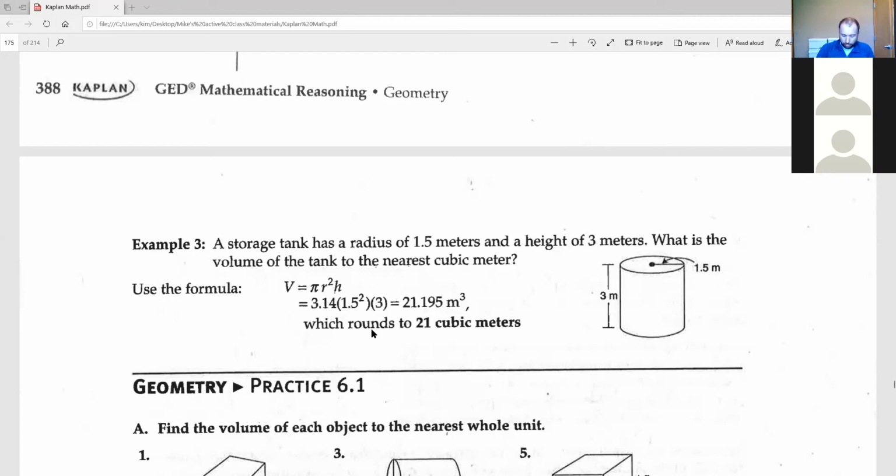Okay? So 1.5 squared, and I know the answer is right there in front of me, I'm just doing it for the sake of doing it. 1.5 squared comes out to 2.25. I'm going to do that times 3.14 times 3, and I get 21.195 cubic meters, right? Which is what they get in the book, right? So hopefully that makes sense.